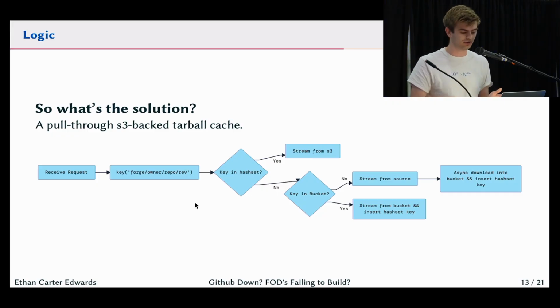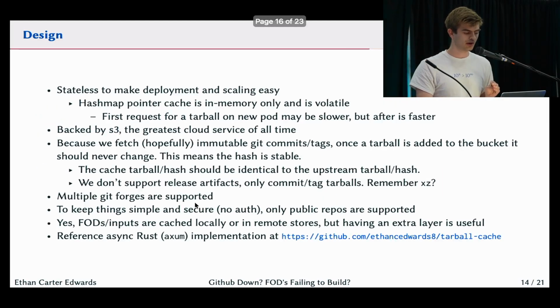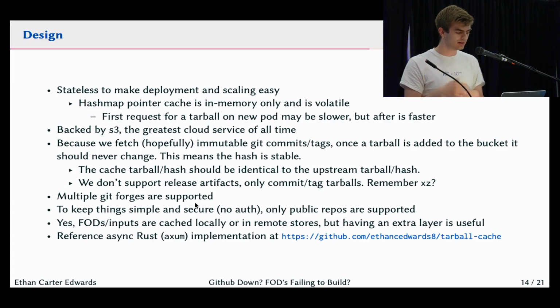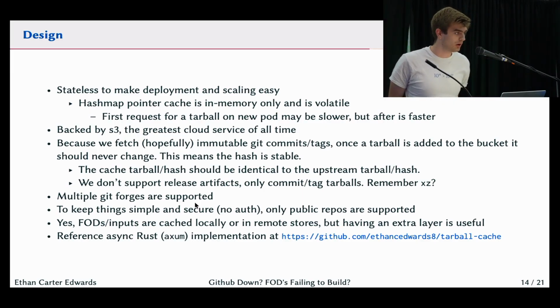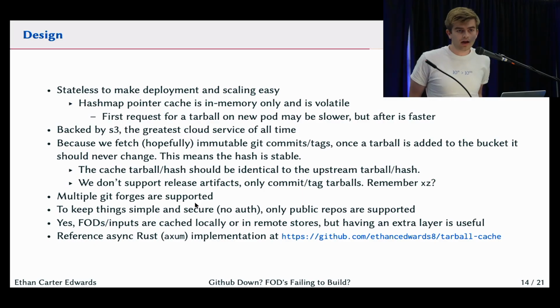You can see the logic flowchart here. We're doing a little bit of optimization in the middle. We're storing what tarballs we've cached in a hash set in order to prevent going back and forth to S3 every time. Just a little optimization. And a little bit about the design. We're backed by S3, the greatest cloud service of all time. I don't know if you guys have thought about how crazy S3 is, but it's strongly consistent over the world. Insane. But we're also making some assumptions here that what we fetch are immutable commits or tags.